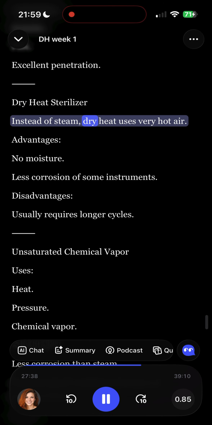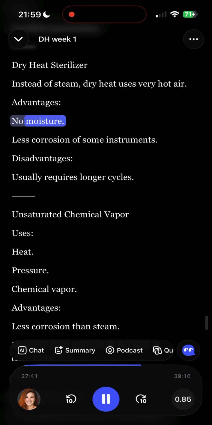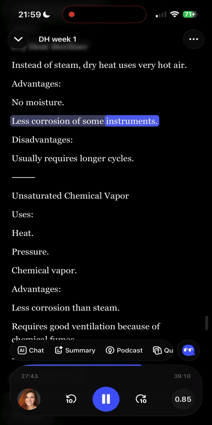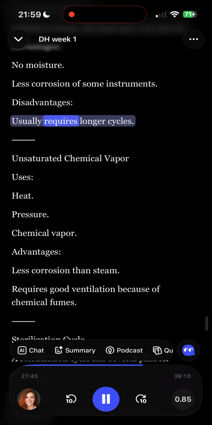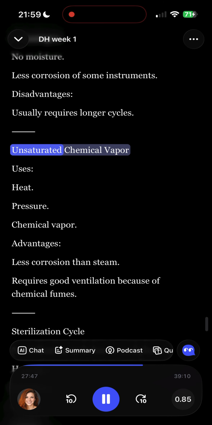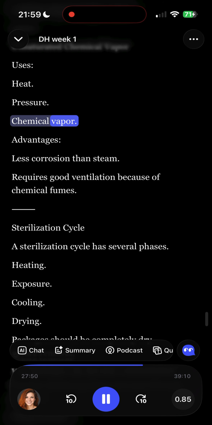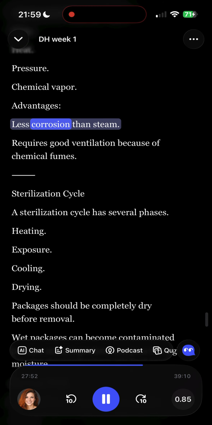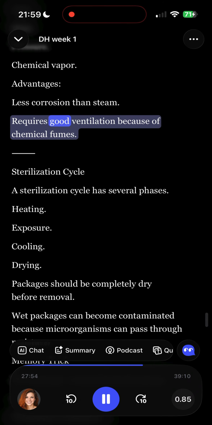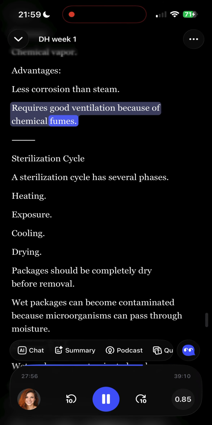Instead of steam, dry heat uses very hot air. Advantages: no moisture, less corrosion of some instruments. Disadvantages: usually requires longer cycles. Unsaturated chemical vapor uses heat, pressure, and chemical vapor. Advantages: less corrosion than steam. It requires good ventilation because of chemical fumes.